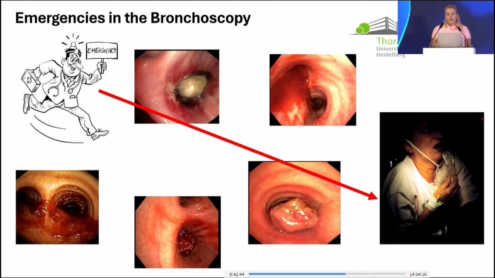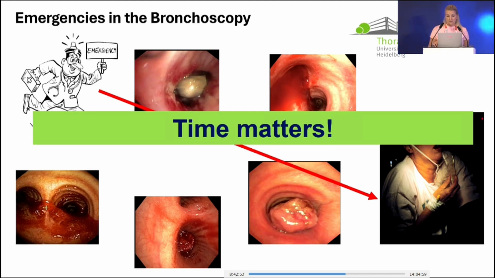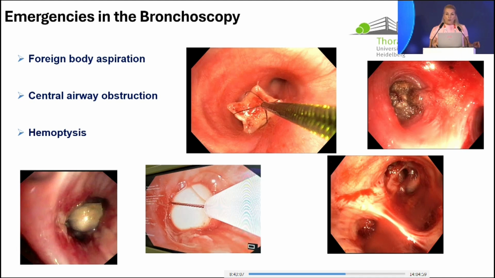So there are different types of emergencies in the bronchoscopy room. They have many differences, but one thing in common, and this is time. Time is important. If we do not act quickly, and if we are not effective, then the patient's life is in danger. We have three types of emergencies. We have the foreign body aspiration, we have central airway obstruction, and also hemoptysis. Everybody knows this. I will try to touch everything in the next 30 minutes and give you an overview, and please, I welcome any questions about this.